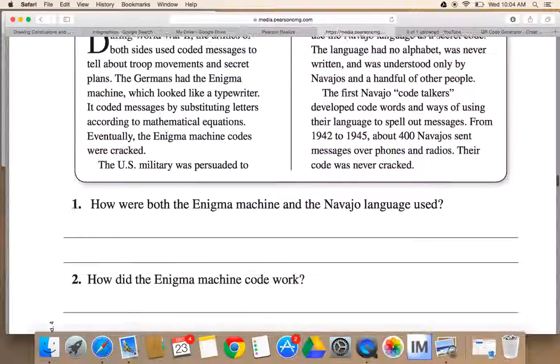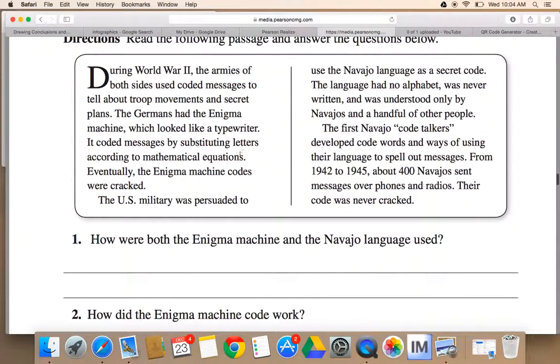You're going to get all of these answers directly from the story. You just have to make sure that you read the story. If you need to, go back and reread it a second time. But all of the answers are directly from the story. Let me know if you have any questions.